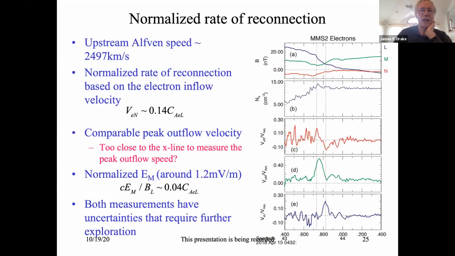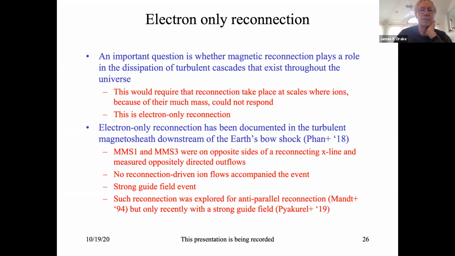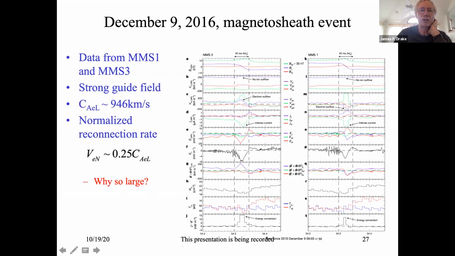Where it has been established is in these observations in the sheath that Daifan identified. And so I'm not sure how to answer this question. In the context of the magnetopause, I'm not aware of anything along this line.